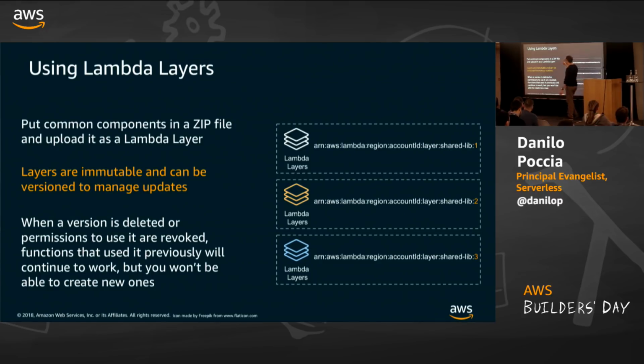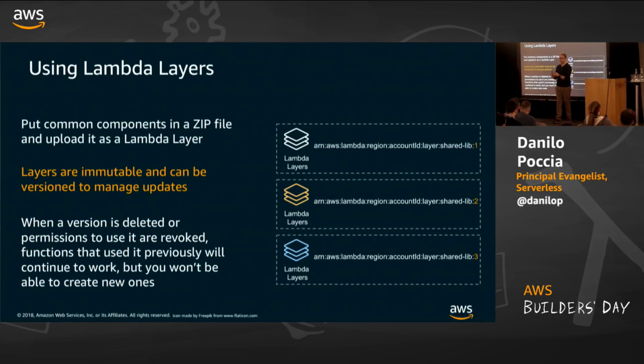To build a layer, you just need to put those common components into a zip file and upload it as a Lambda layer. When you create a layer, you always create a new version of a layer. If you're familiar with versioning with Lambda functions, you know that you can update a function and you need to explicitly create a new version if you want. With layers, it's automatic. Actually, the primitive is create a new version. There is no create layer without creating a new version. And each version is immutable. So if you need to update, you need to create a new version of that layer.